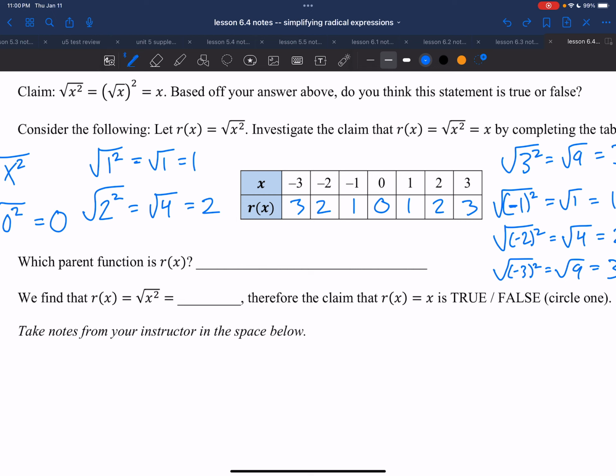What is this parent function that even when the input was negative, it outputted the positive value, but it didn't do the opposite for positives? It looks like it always returned a positive number. That parent function would be called absolute value.